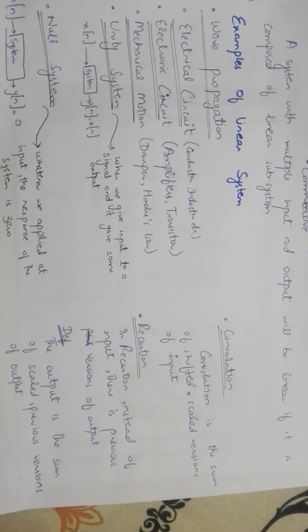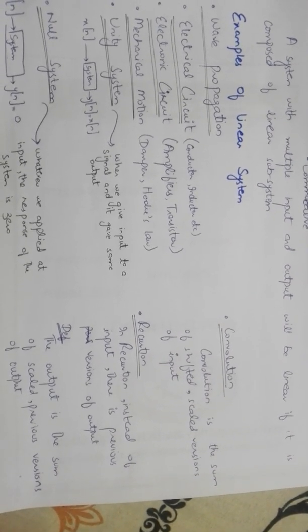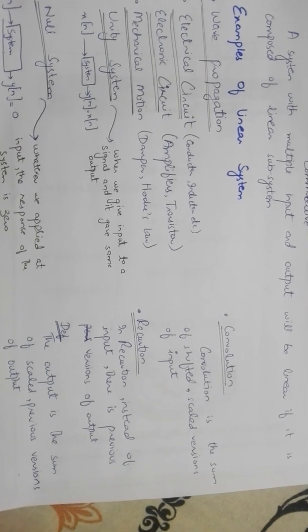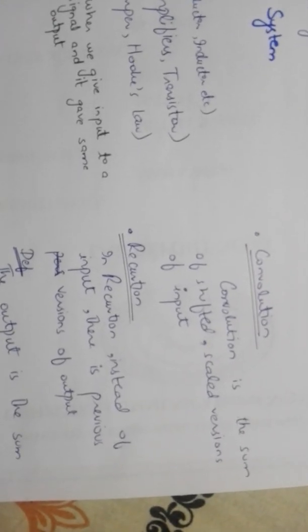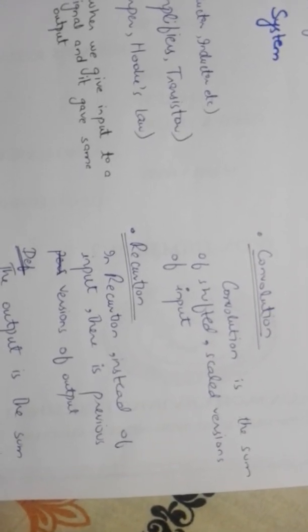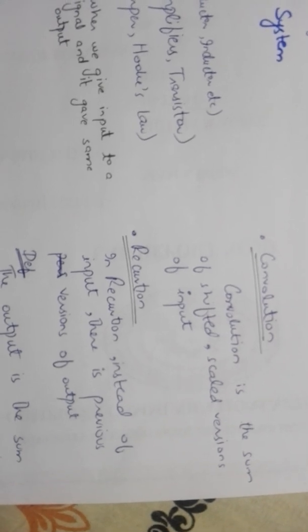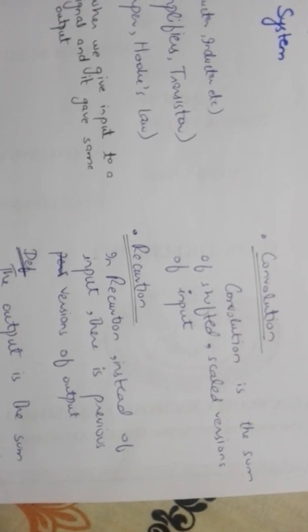Now convolution. Convolution is also linear. Convolution is a sum of shifted scaled versions of the input. Recursion. In recursion, instead of the input there is the previous version of the output, meaning it always depends on the previous version.